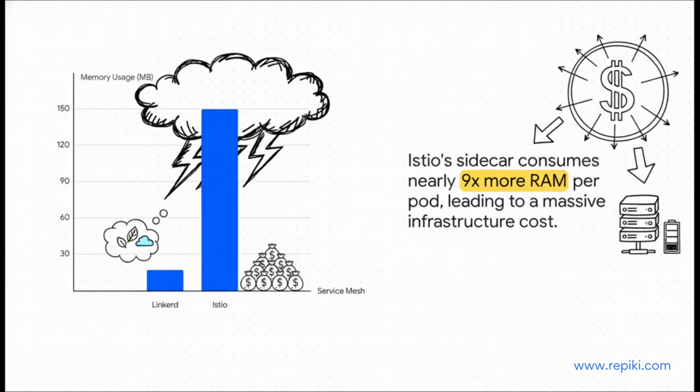And then there's the resource tax, which, let's be honest, is really your money. An Istio sidecar can eat up nearly 9 times more RAM for every single app instance than a Linkerd sidecar. Now, multiply that by hundreds or maybe thousands of pods, and you are looking at a massive difference in your cloud bill, just to run the mesh itself.